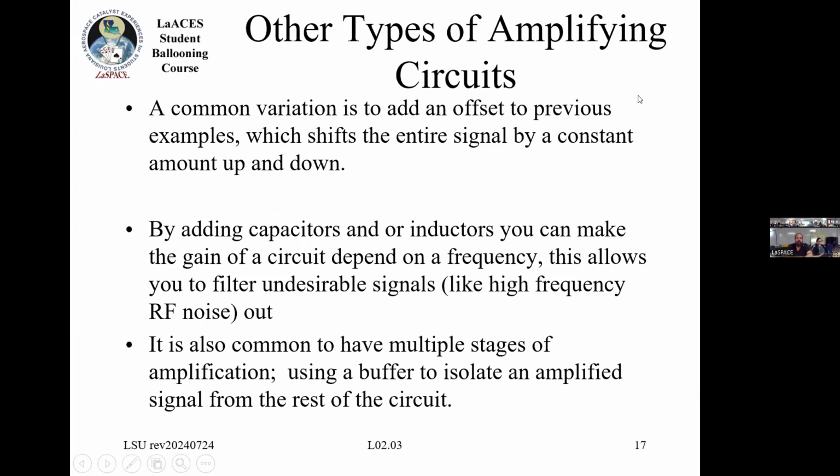like I said, sort of the last thing you would do is maybe add an offset, and then if you add capacitors or inductors to these, you can make that gain dependent on the frequency of the signal. And the reason you want to do that typically is you want to filter out some kind of noise, right? So you can filter out high frequency noise by adding capacitors. Basically, you make the gain much smaller for high frequency signals, so they get filtered out.